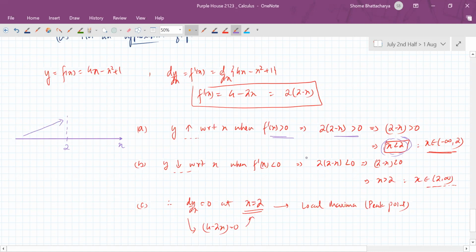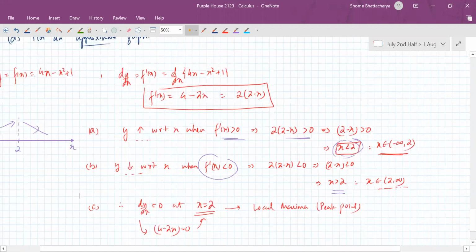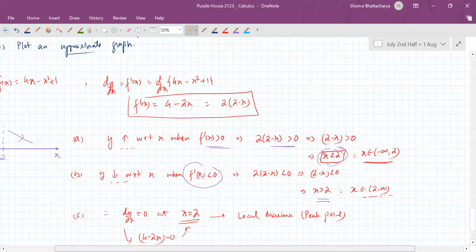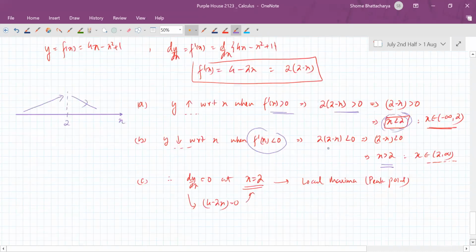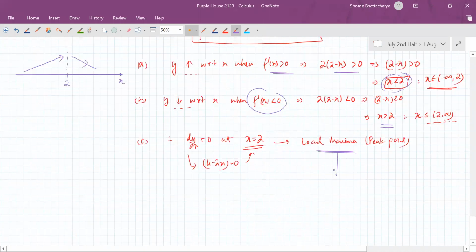So the function is increasing. Whereas for any value of x which is greater than 2, you can see that the derivative is becoming negative. That means the function is decreasing. That means the shape of the graph must be like this, right? It must be peaking at the point 2. Okay, understood? So we can see that it has a local maxima, a peak point, at x equal to 2.